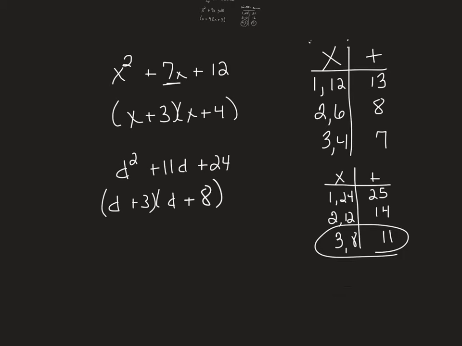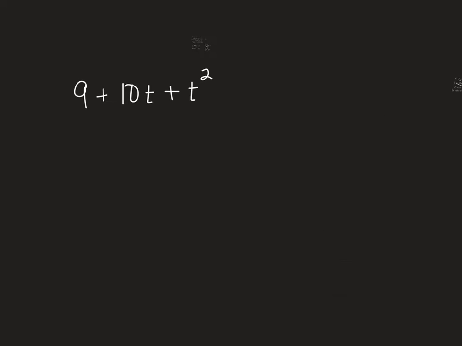And again, order does not matter. Okay, this one is written in a little bit different form. Remember, we said in the form ax squared plus bx plus c. And since this is a plus t squared at the end, let's just rewrite this so that it's in that form that we're used to seeing. T squared plus 10t plus 9. And I think it will be easier for us to factor that way.